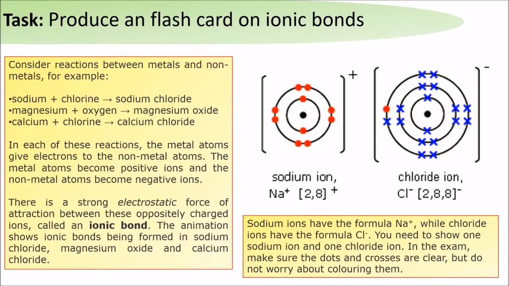So if we look at this, sodium ions have the formula Na+, while chloride ions have the formula Cl-. When drawing these, you need to show that the sodium ion and one of the chloride ions have swapped electrons. So the chloride ion has one of the electrons from the sodium ion.